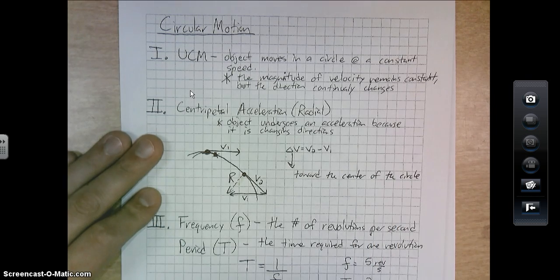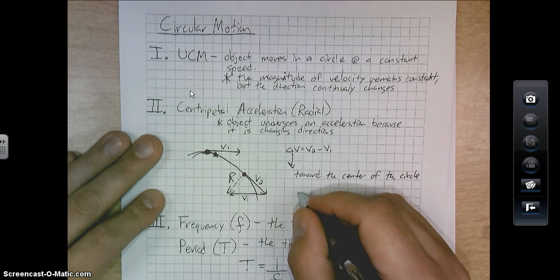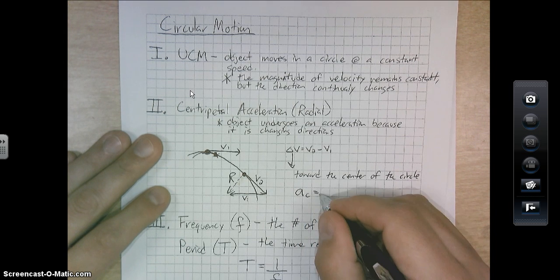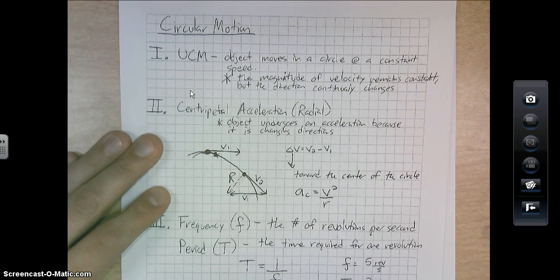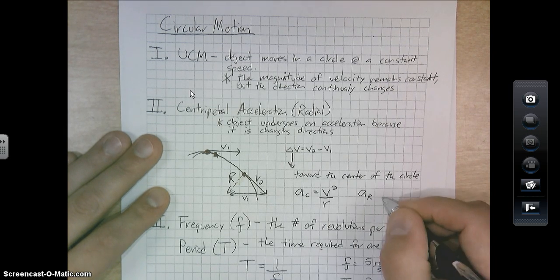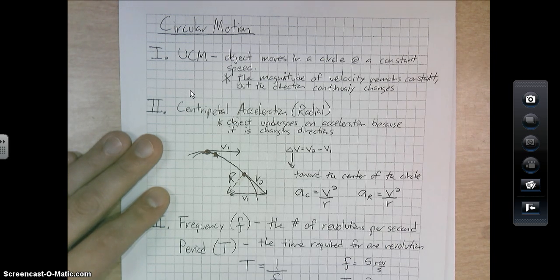Okay. Now this results in an equation, and you'll derive this in your lab that you do. But essentially, it has a fairly simple equation that just says a_c is v squared over r. You might also run across it as a_r for radial. But for the most part in this class, we'll stick with this.